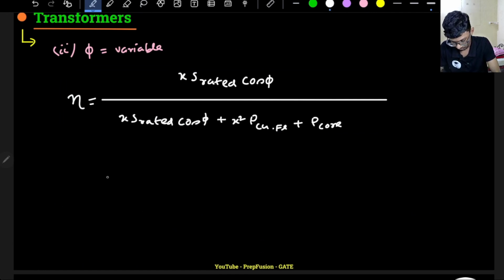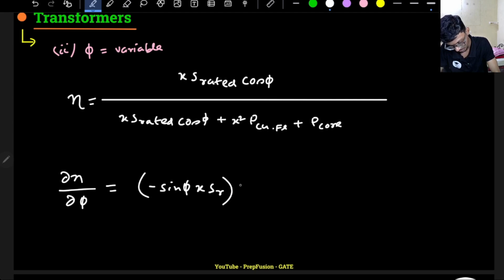Cos phi is constant, so I can write this will be equals to I have to differentiate with respect to phi, right? Power factor angle phi. So again, like can I divide by cos phi? No, I should not. So this value will be what? I am not differentiating the denominator because I don't care, because denominator anyways will get cancelled once it will go to the right hand side. I am just differentiating the numerator. Okay, so this will be differentiation of cos phi will be minus of sin phi, and x S rated will be there, into the denominator, into S rated cos phi.